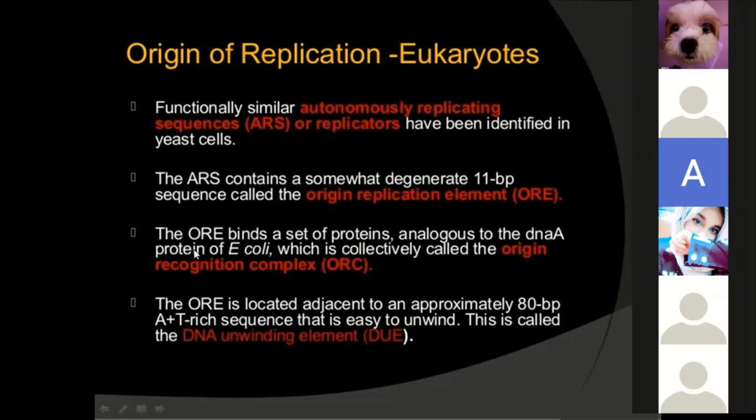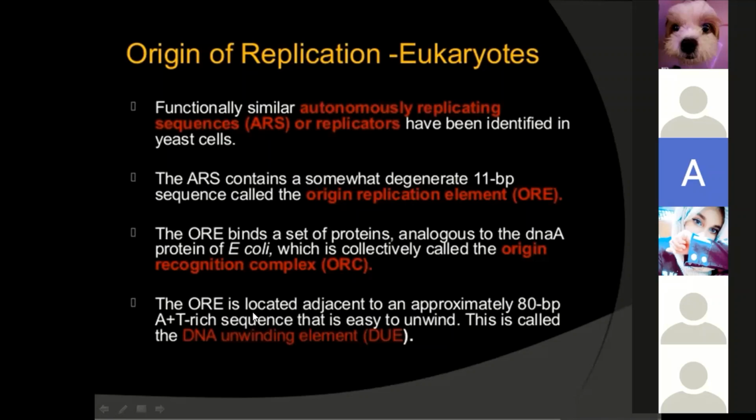Okay, this origin replication element binds a set of proteins analogous to the DNA A protein of E. coli. In case of E. coli, you have the protein which binds to the DNA bases, that is DNA A. But in eukaryotes, it is not DNA A, it is analogous to DNA A, and it is collectively called the origin recognition complex. Okay, when it binds, it forms a complex which is called the origin recognition complex.